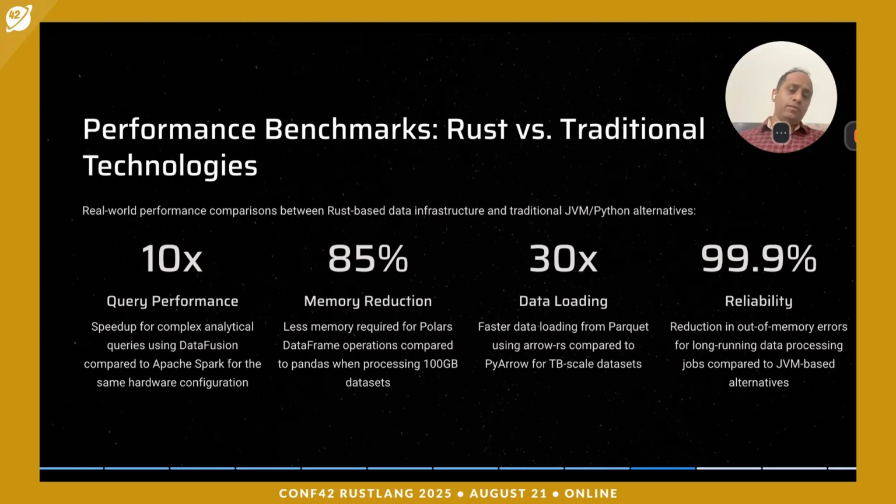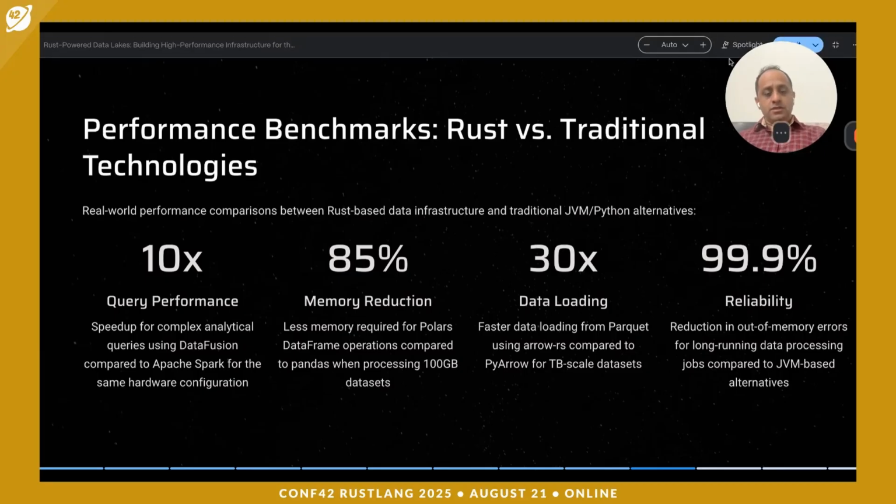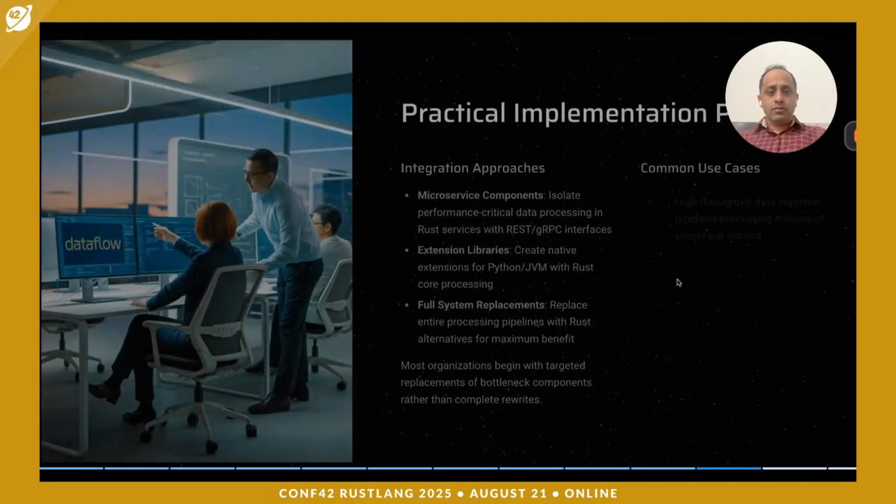So truly for large scale and enterprise scale analytical processing here. And 99.9% reliability, because you are not going to get out of memory errors, and there is no garbage collection needed for long running data processing jobs, which is one of the limitations for JVM based executions. So with that, I'm going to move to the next slide.